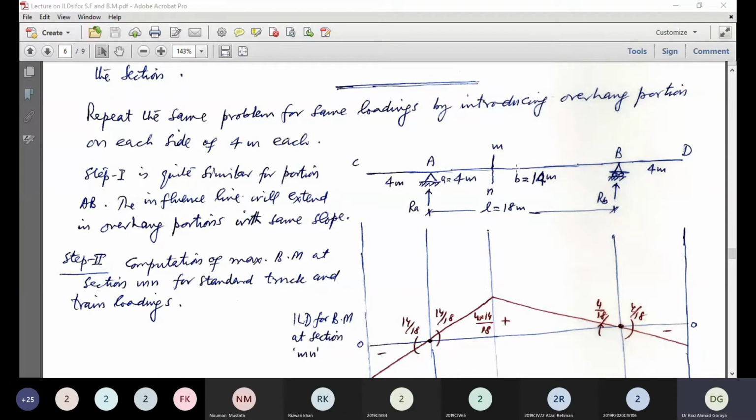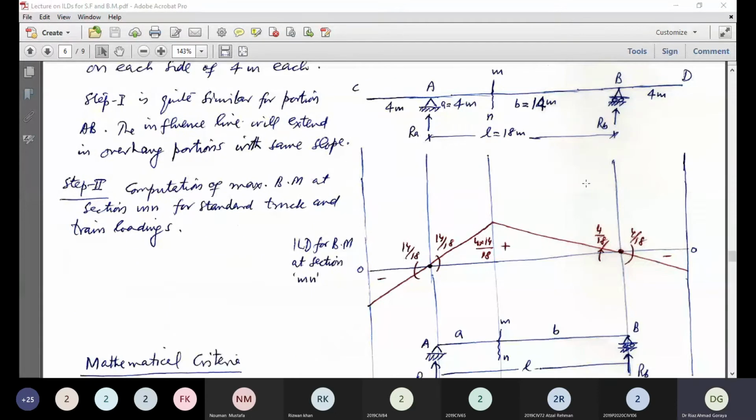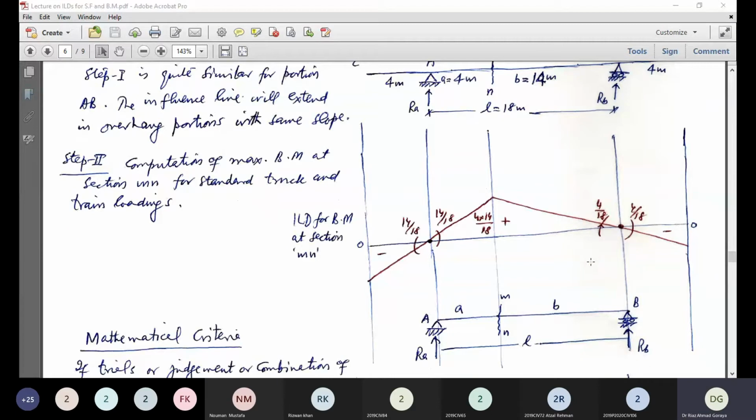Now, step 1 is quite similar for portion AB. For this portion AB, the influence line diagram is 100% same. Just you have to extend these lines up to the overhang end on each side with the same slope. This will be the shape of the ILD for bending moment at section MN for this overhang beam.